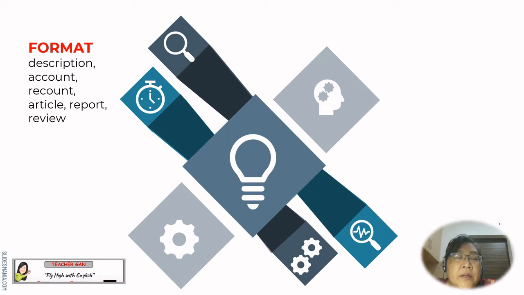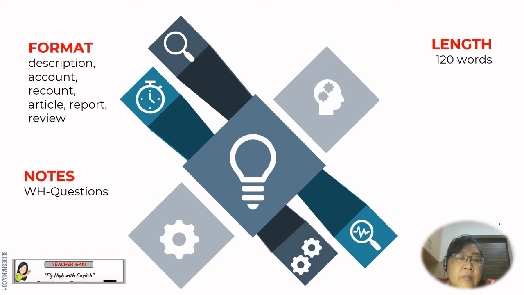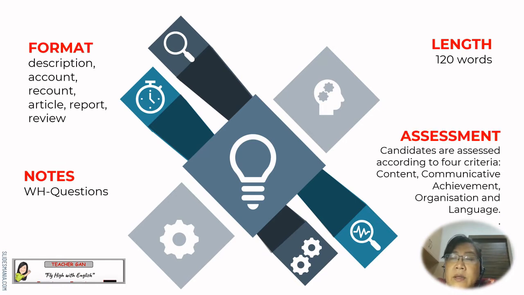First, we have the format. You have various formats here. For example, description, account, recount, article, report, or review. Then we have the length. Remember that it is 120 words. Then you have the notes that you have to write. They are normally WH questions. And then let's look at the assessment. Candidates are assessed according to 4 criteria: content, communicative achievements, organization, and language.